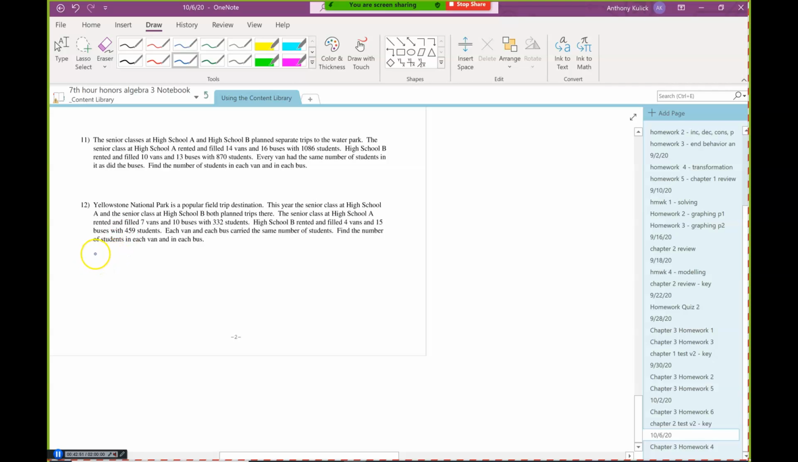Okay, so 2 variables. I'll use V for the students per van and B for the students per bus. Everybody okay with that? So on the tremendously originally named High School A, what equation can we write?